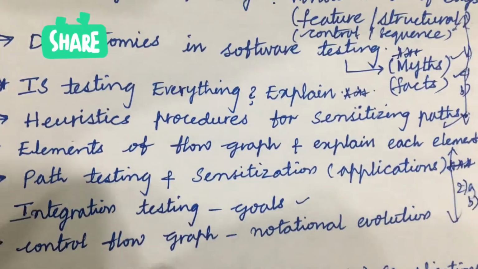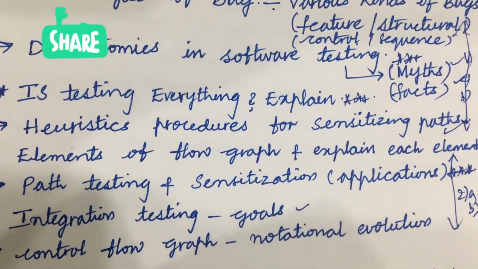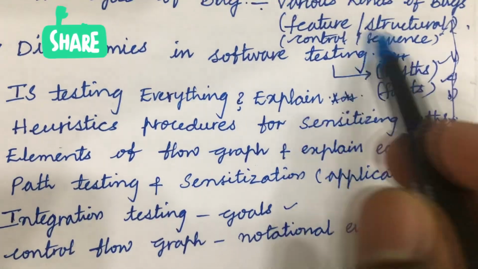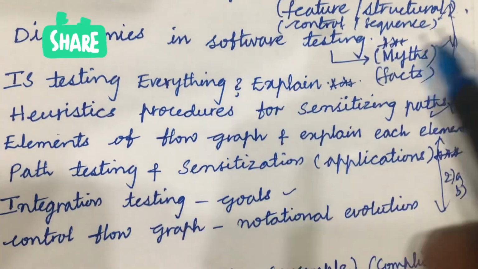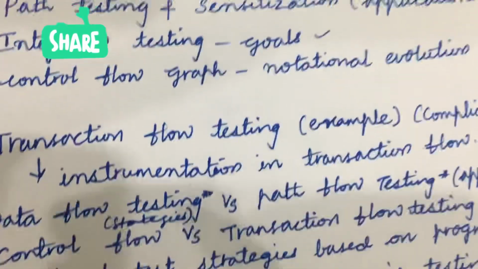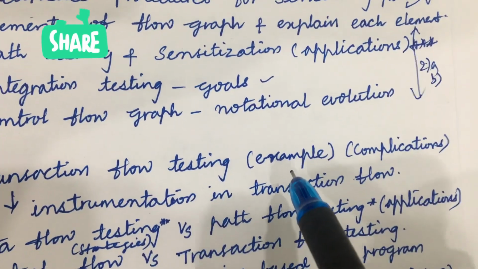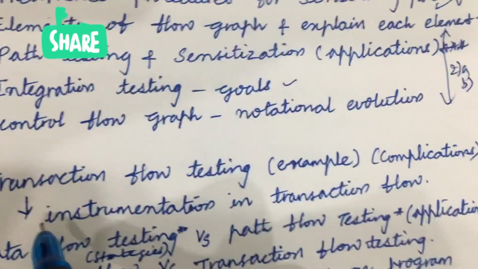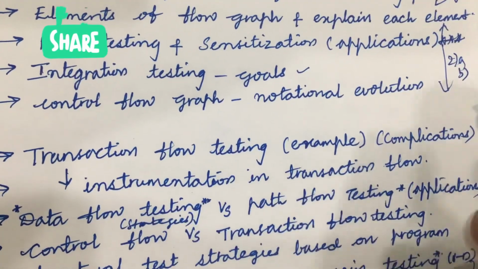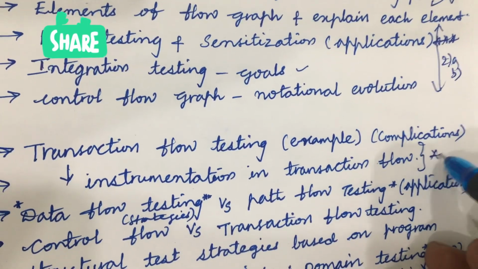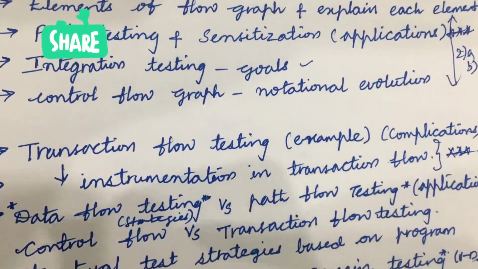It is all about the COVID pattern where 8 questions will be asked, of which you are supposed to answer any 5, and the first unit covers 2 questions for 30 marks. Later, let's look at the second unit questions: transaction flow testing, its examples and complications as well as transaction instrumentation in transaction flow. Out of these 2 questions, one might be the guaranteed question, that may be 3.